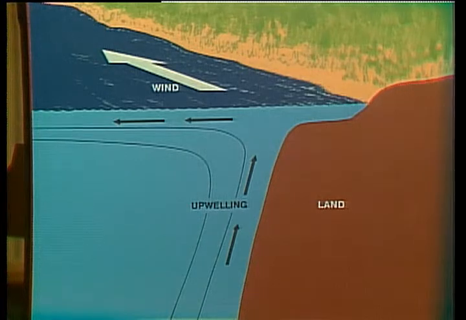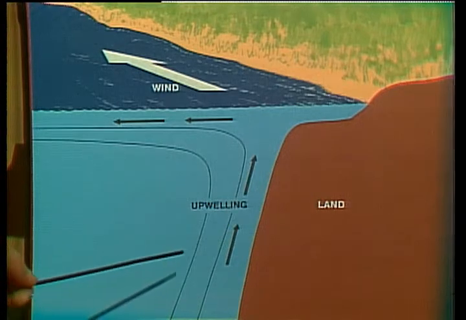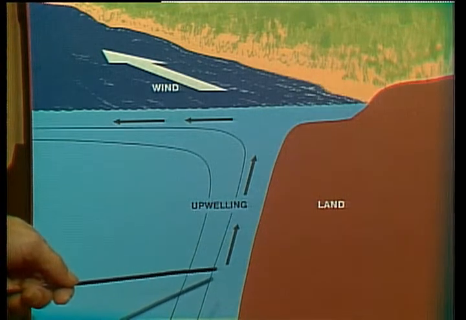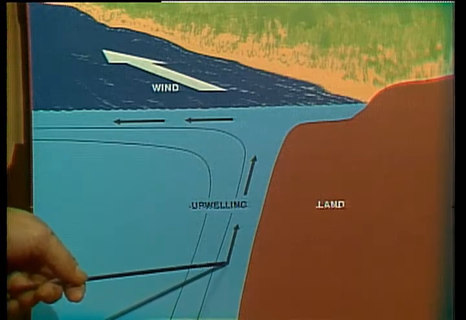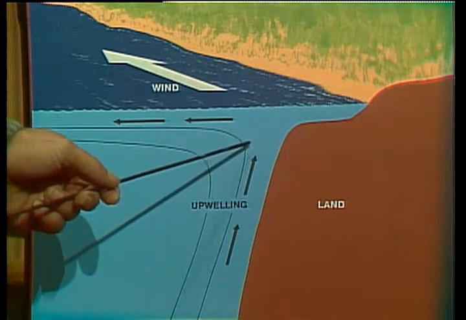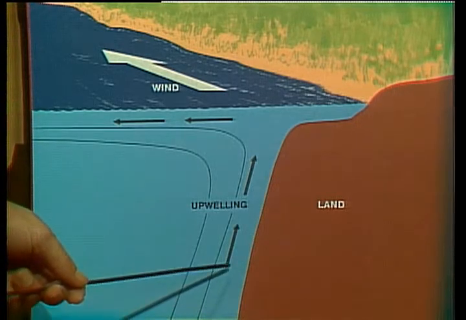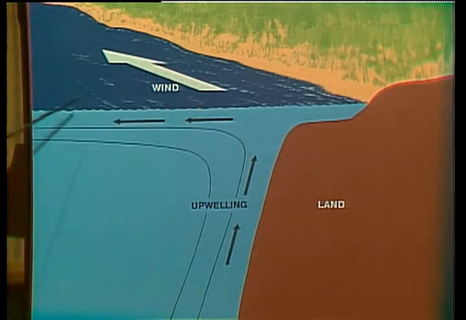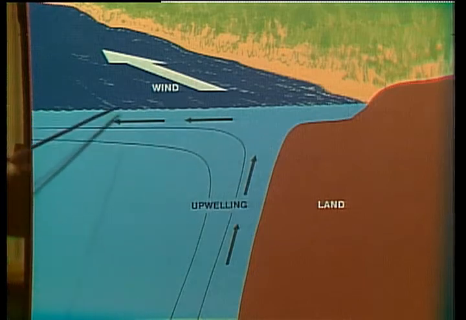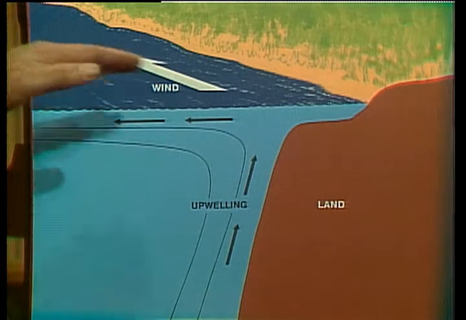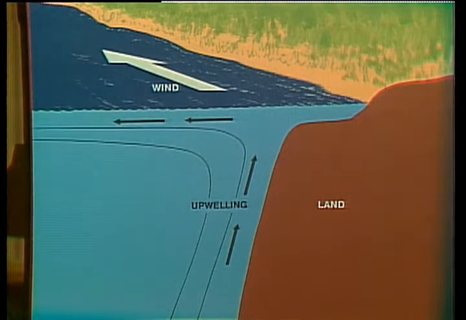Now this water has to be replaced from somewhere, and of course it can't be replaced from the land. And the result of this is that there is an upwelling of the deeper waters from 200 to 300 meters into the surface waters, and we have a circulation such as we have indicated in the diagram, of an upwelling of the deeper waters, and then the winds drive the waters off the coast. And this occurs in Peru.